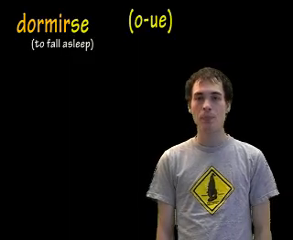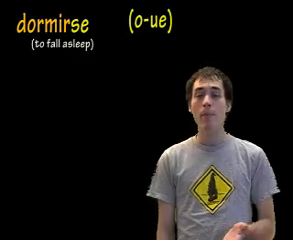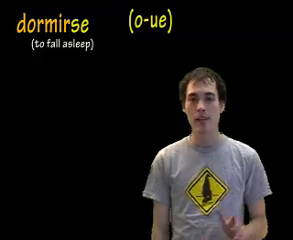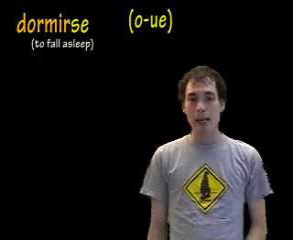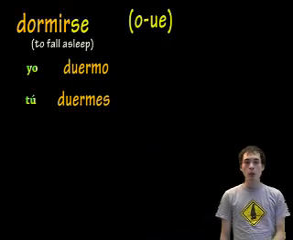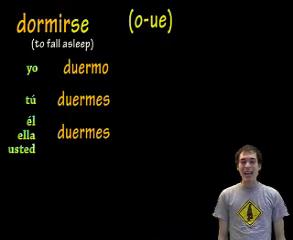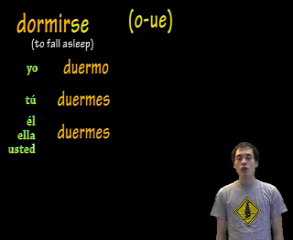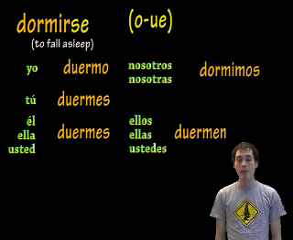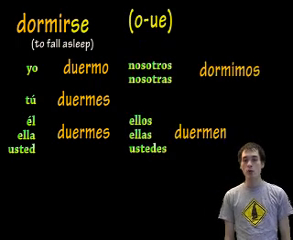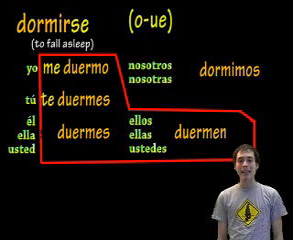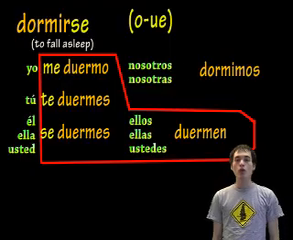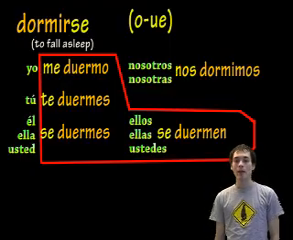Okay, one more. To fall asleep, dormirse. I know that dormir is just to sleep, but dormirse is to fall asleep. It means a little bit different thing, but it's still reflexive and useful. So to fall asleep, it's O to UE. Yo duermo, tú duermes, él duerme, ella duerme, usted duerme, nosotros dormimos, ellos duermen, ellas duermen, ustedes duermen. Add the reflexives. Me duermo, te duermes, se duerme, nos dormimos, se duermen.